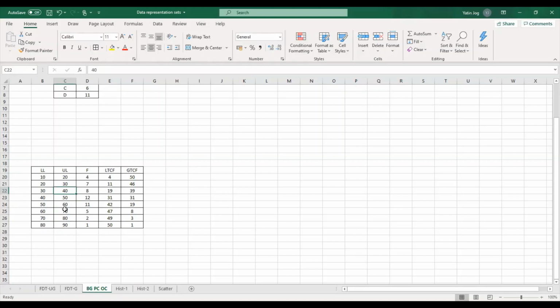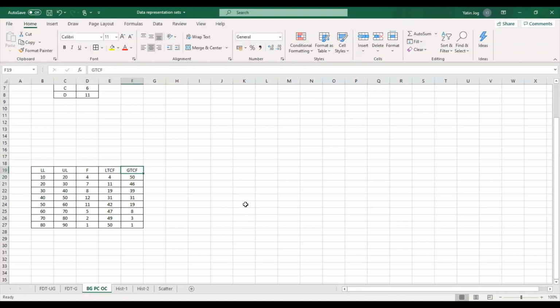Suppose I ask you how many observations I have below 60. When my question is about how many observations are below the upper limit of the class, go for the less than cumulative frequency. Simple. The number of observations less than 60 is 40. Now this concept of less than cumulative frequency is very important, because it is used in the calculation of the median of group data. So when we discuss mean, median and mode, I'll explain the use of less than cumulative frequency in the calculation of the median also.